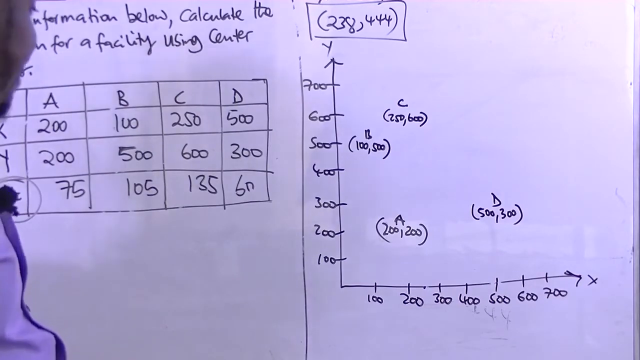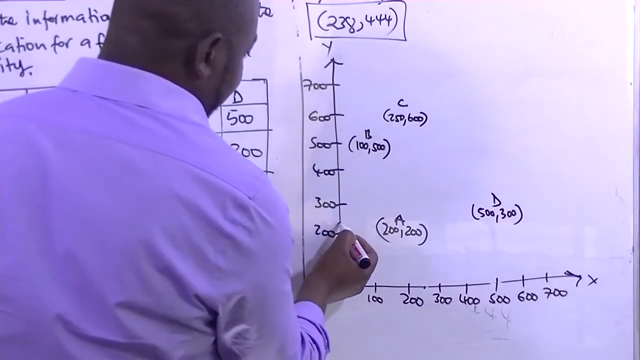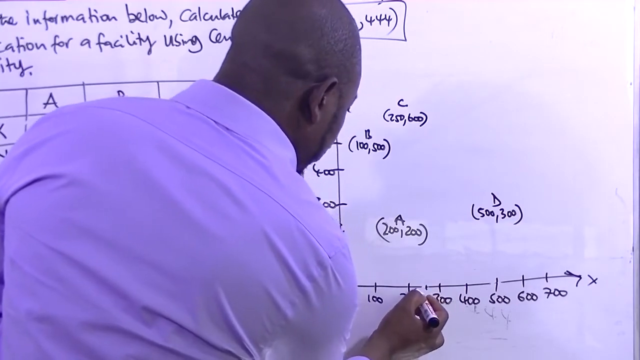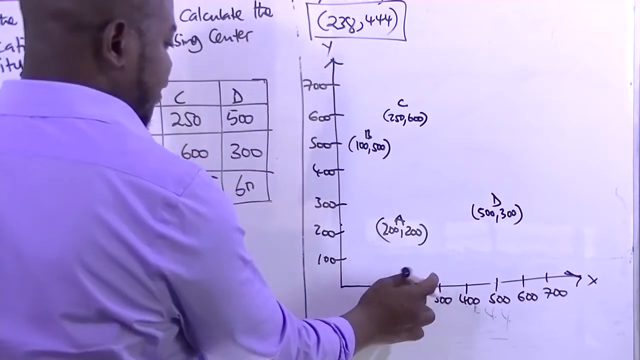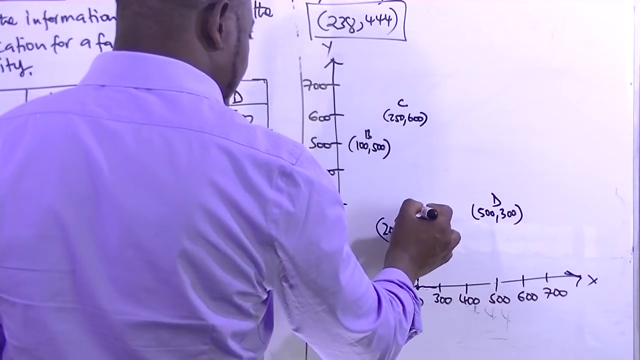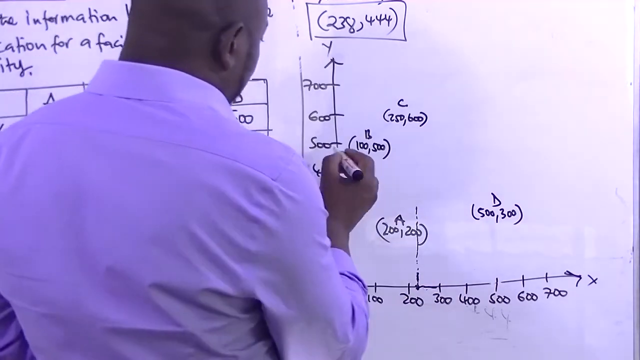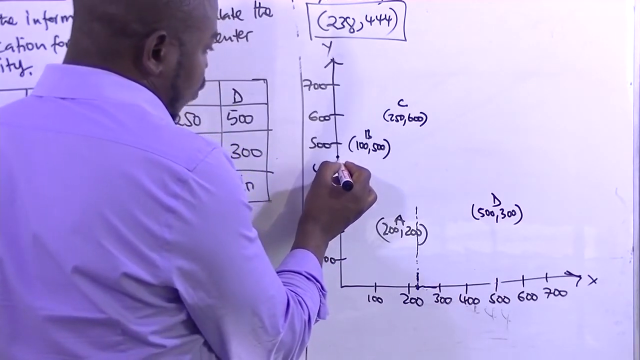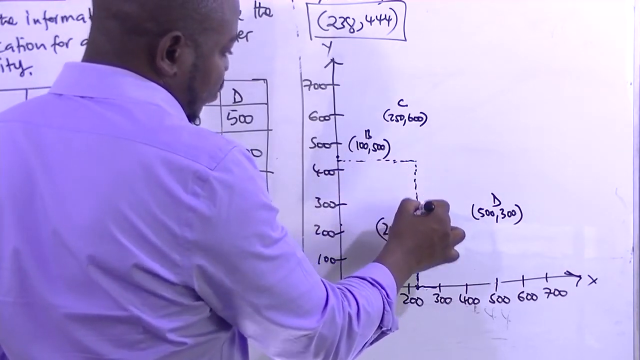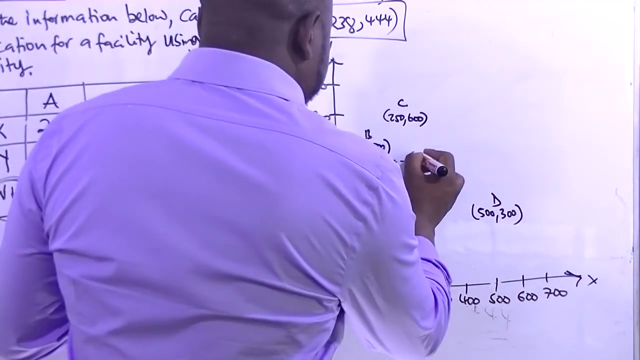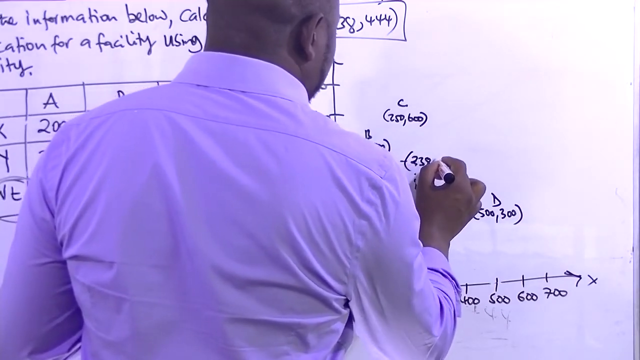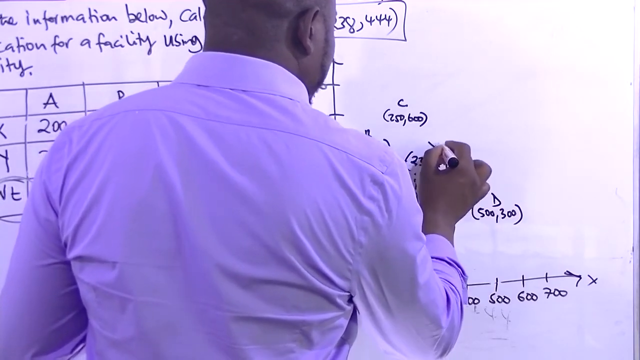Our X is 238, so 238 should be somewhere here, slightly below 250, somewhere there. And then our Y is 444, 450 somewhere here. So 444 is somewhere slightly below 450, somewhere there. Okay, so we have that. So now we can say this is where 238.44 is falling, which is our ideal location.